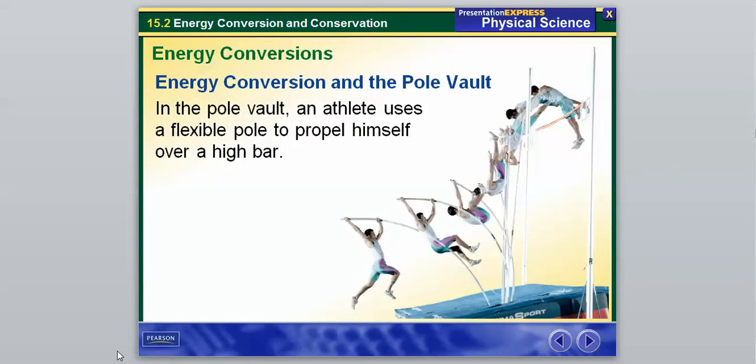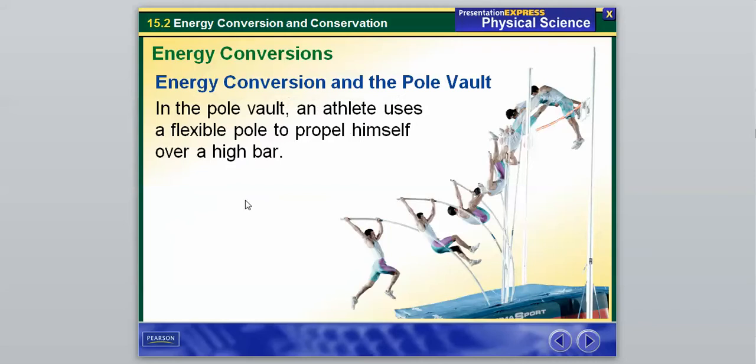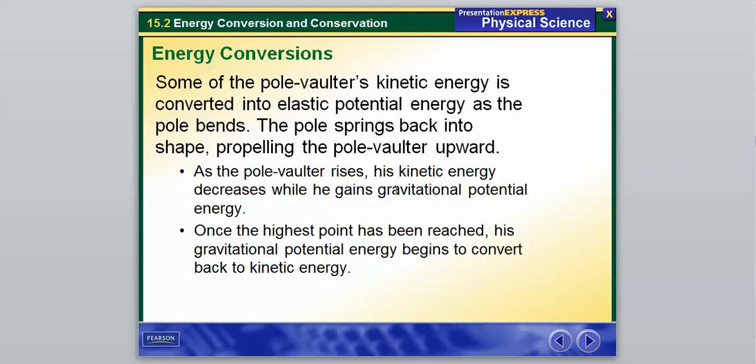And then a pole vaulter, there's a lot of energy conversions going on here. Some of the pole vaulter's kinetic energy is converted into elastic potential energy as the pole bends. So in this spot right here, the pole vaulter's running up, he has kinetic energy. That kinetic energy is now transferred into elastic potential energy when the bar begins to bend. And then the pole is going to spring backward into shape, propelling the pole vaulter upward.